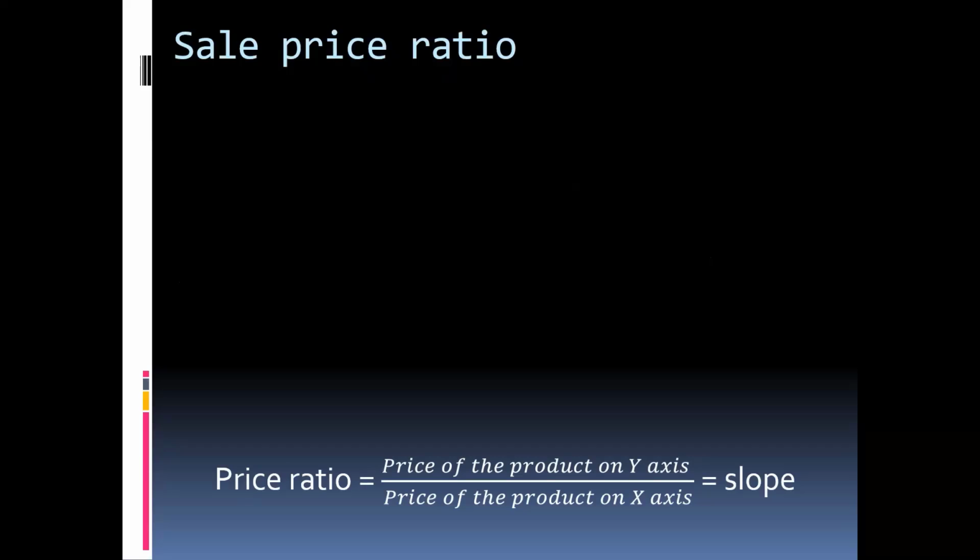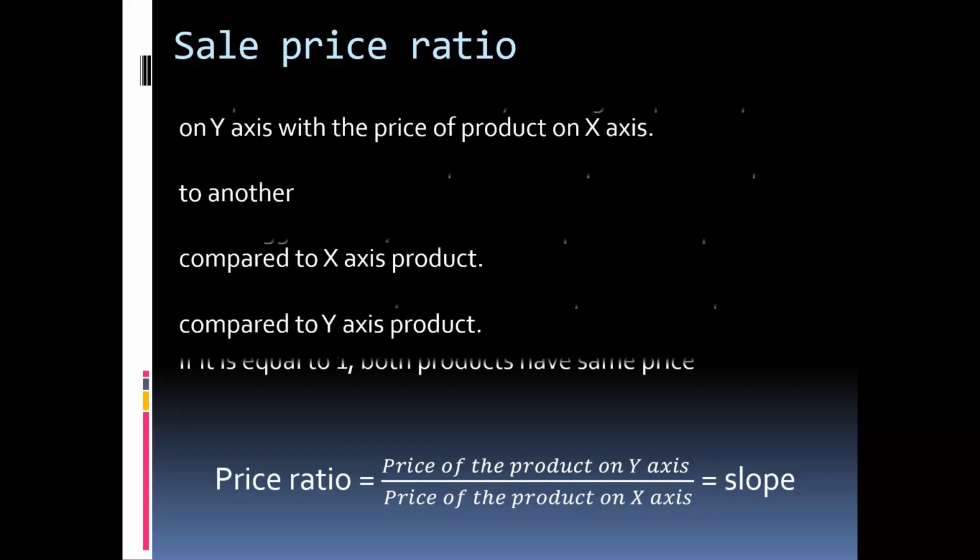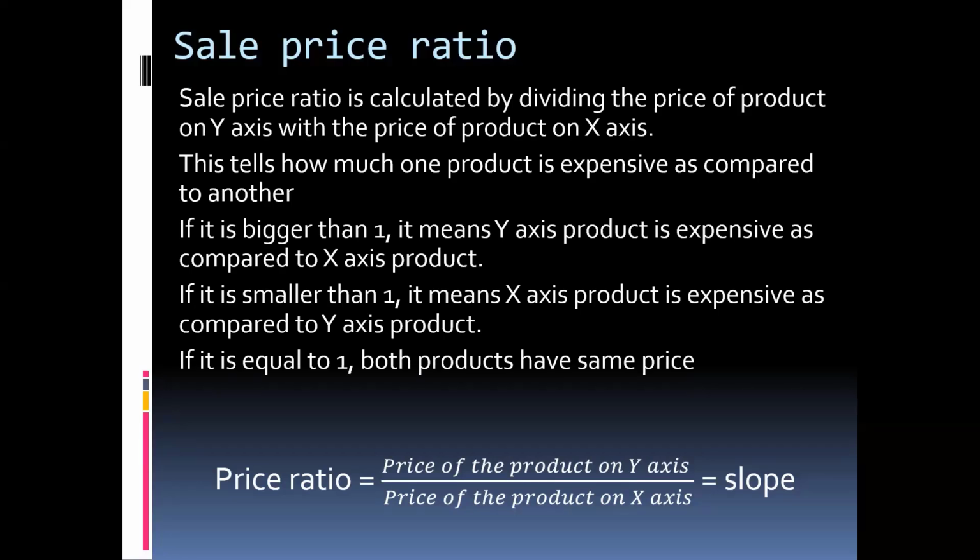So first of all, we will introduce a new concept. This is called price ratio. Price ratio is equal to the price of the product on the y-axis divided by the price of the product on the x-axis. We call it the price ratio, and the formula is equal to the slope. So price ratio is calculated by dividing the price of the product on the y-axis by the price of the product on the x-axis. So it will give us a number.